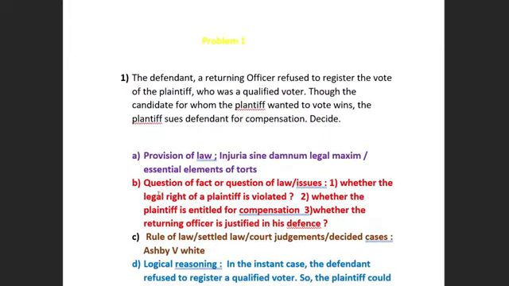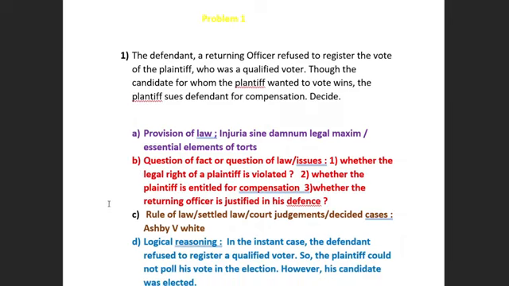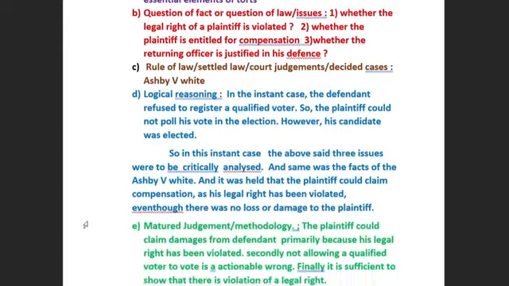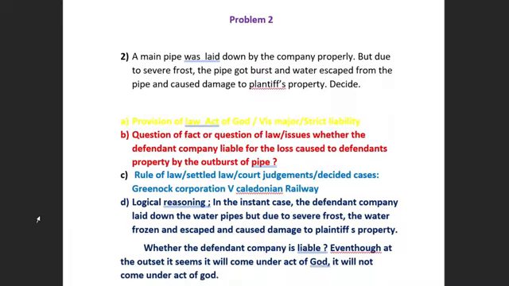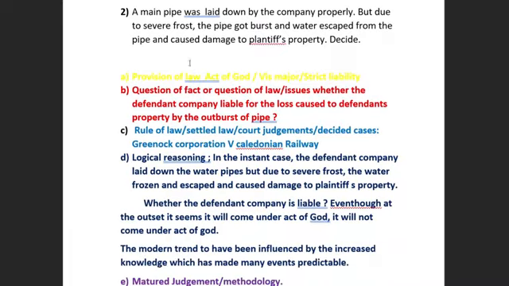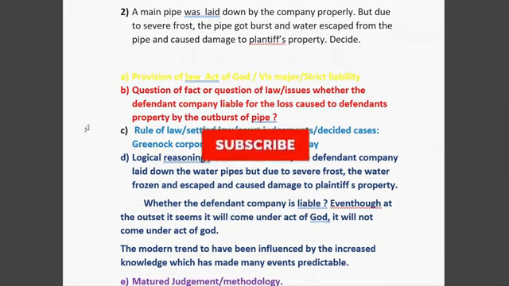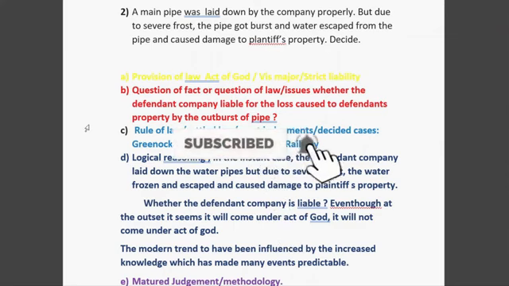I hope you understood how to solve the problems in the law of torts for the 80-20 scheme students. Some students have requested me, sir, to do a video with regard to the 80-20 scheme students. And the second one is: a main pipe was laid down by the company properly, but due to severe frost, the pipe got burst and water escaped from the pipe and caused damage to plaintiff's property. Decide. So this is the case which has been given.